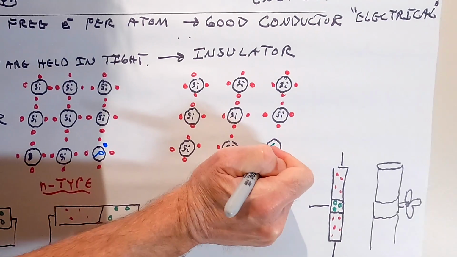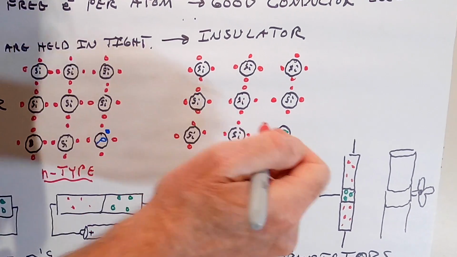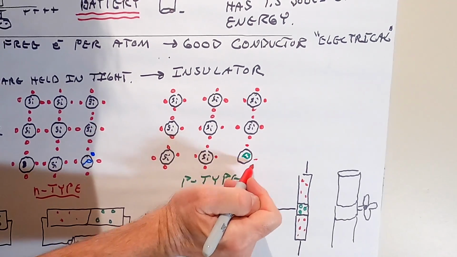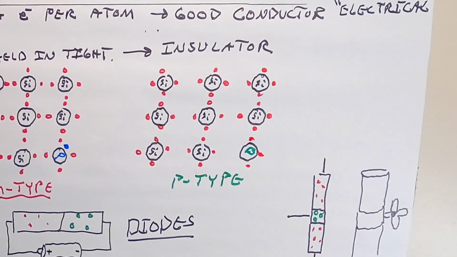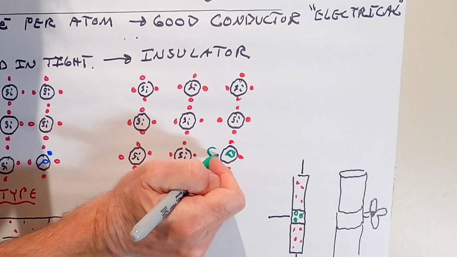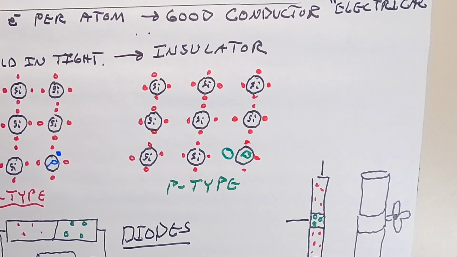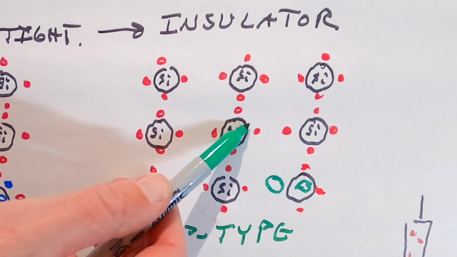Boron has 3 electrons in the last shell. Well, there's 1, 2, 3. It would love to have one right there. It's yearning for one right there. It's got what we could call a hole. He's waiting for one. He wants one so badly that he'll steal one from his neighbors.